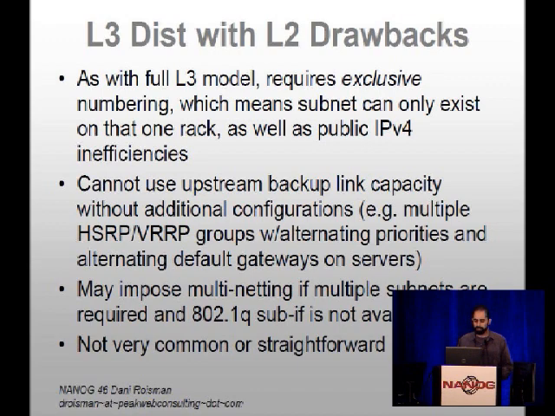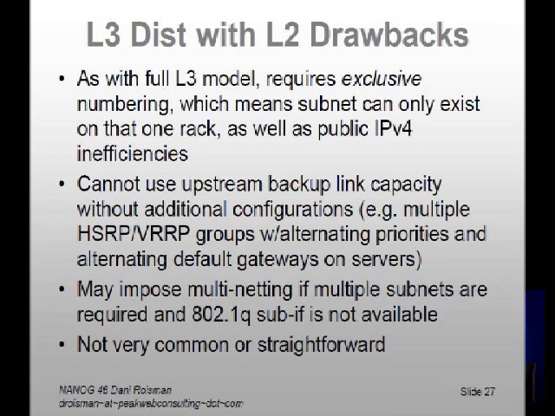You can't use the upstream backup link capacity from the servers to the distribution unless you're running additional configuration. You may have 2 VRRP IPs with alternating servers. There is a proprietary GLBP, which alternates MAC responses. There are fancy ways to get around it. Again, I'm a keep it simple, stupid kind of guy. You just can't use your backup in the upstream direction, although you can use it down towards the servers.